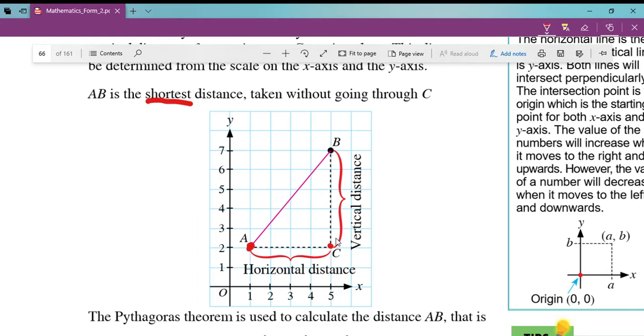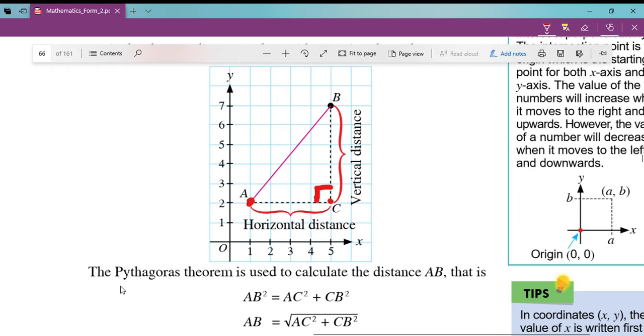We notice that this is a right angle triangle. For a right angle triangle, last year you already learned a theorem called the Pythagoras theorem. The Pythagoras theorem is used to calculate the shortest distance between 2 points. For sure, the hypotenuse is the shortest distance. So how do you calculate this?